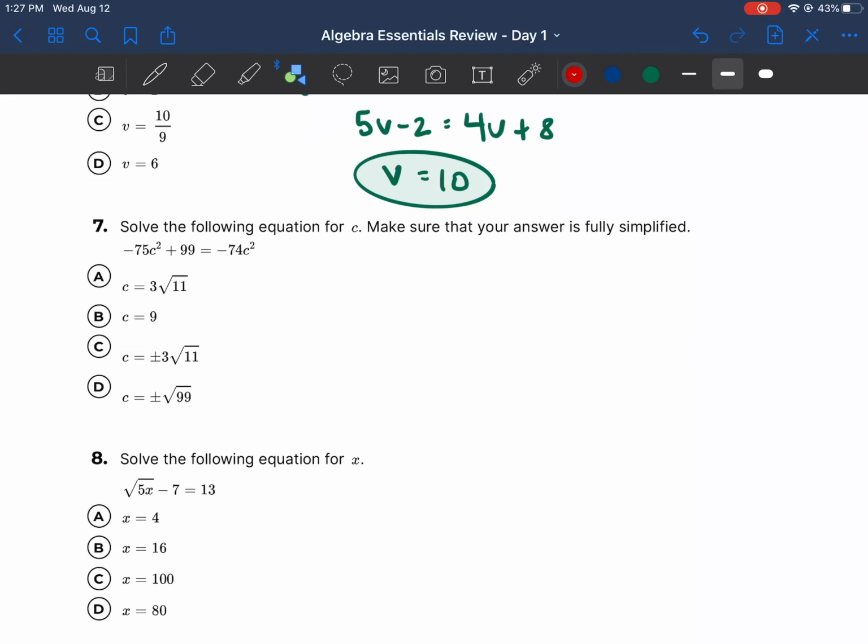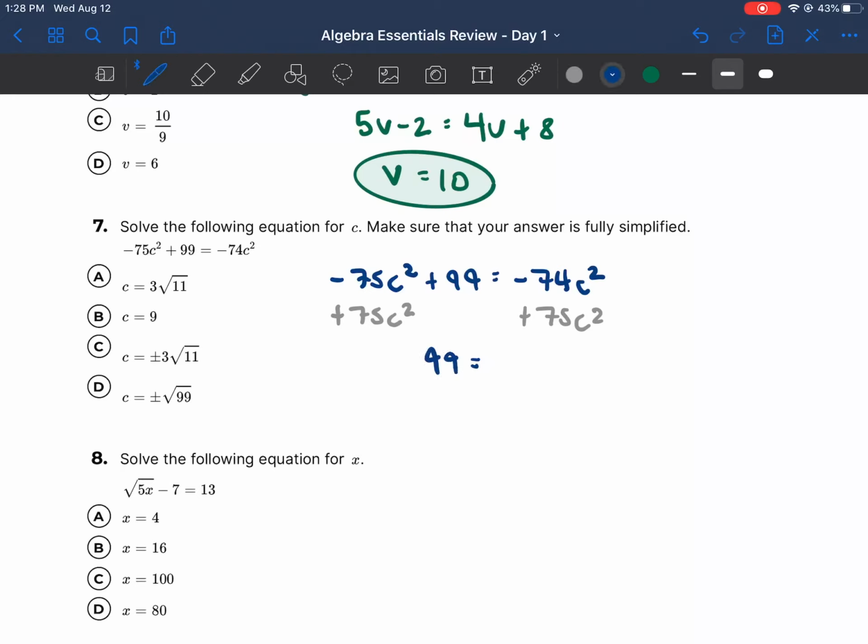Number 7, solve the following equation for C. Make sure that your answer is fully simplified. So let's go ahead and work on getting all of the variables to the same side. So negative 75c squared plus 99 equals negative 74c squared. I'm going to add 75c squared to both sides. And this is going to leave me with 99 equals c squared. So let's go ahead and take the square root of both sides.